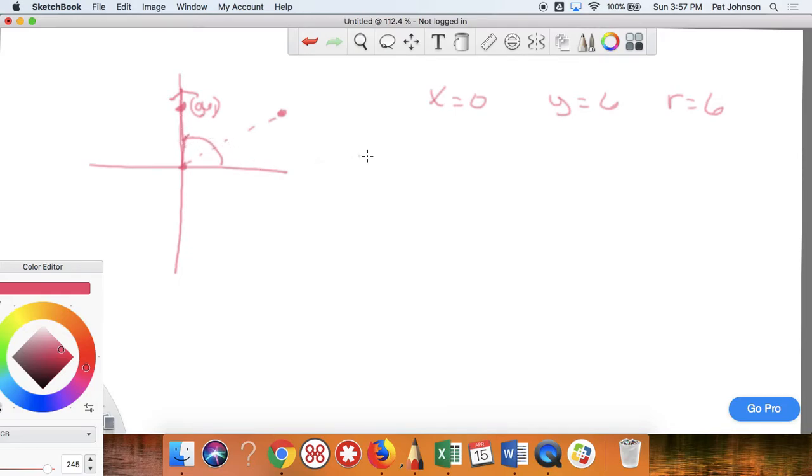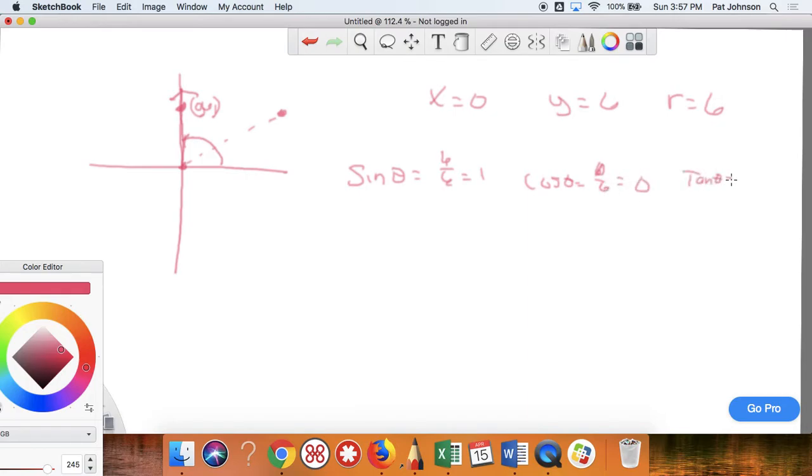Okay, so it's 6 units. So now we know sine of theta is what? Y over r. So 6 over 6. And cosine of theta is 0 over 6, which equals 0.